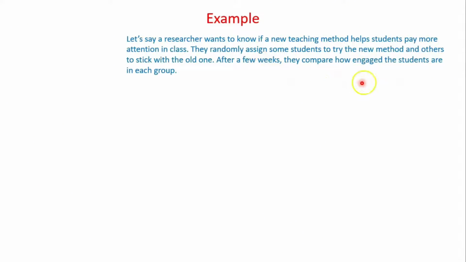Then after some time, we'll compare their engagement. Okay, the two groups, we'll compare them. So if the new teaching method makes a difference, then we'll shift totally to the new teaching method. But if it doesn't make any difference at all, then there's no problem even adopting that new method. You see, that is experimental.